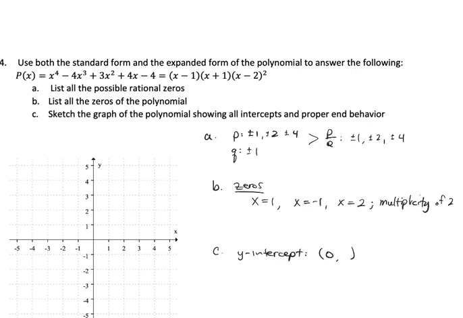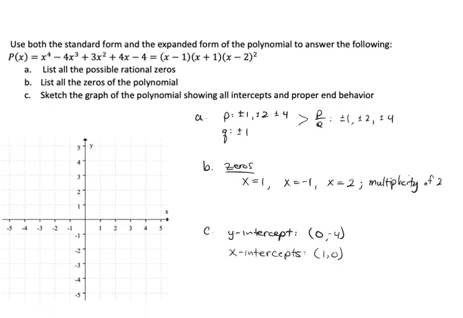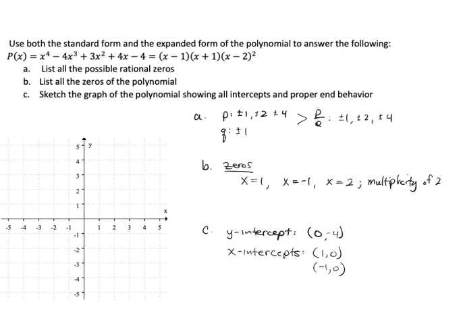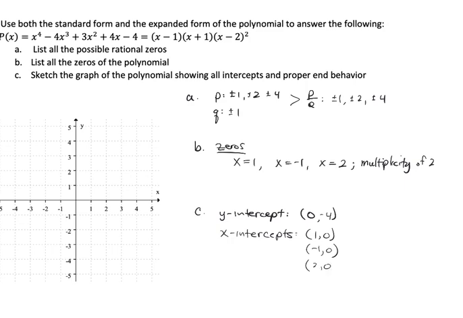If we let x equal 0, then we have 0 minus 0 plus 0 plus 0 minus 4. So the y-intercept is 0, negative 4. We technically already have the x-intercepts. We listed those in part B, but I'm going to list them now. One of them is 1, 0. Another one is negative 1, 0. And then the third one is 2, 0. And I'm just going to list here that this one bounces because it has a multiplicity that's even.